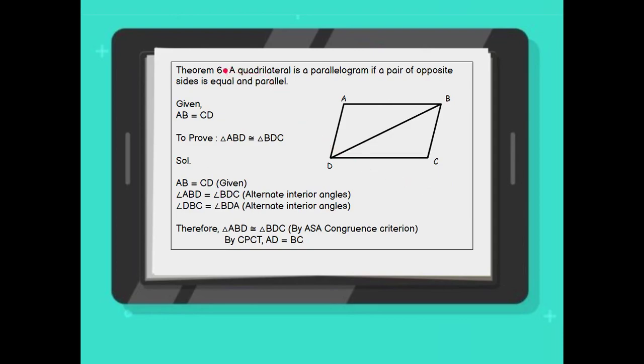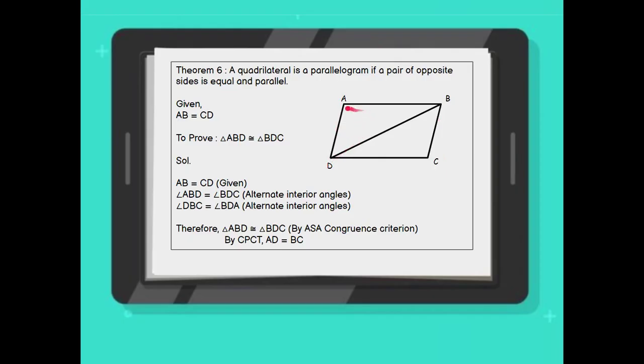It should be 8 here. A quadrilateral is a parallelogram if a pair of opposite sides is equal and parallel. So here the question is different. They have given that one side is parallel and equal, and we have to prove that another side is also parallel and equal to each other.